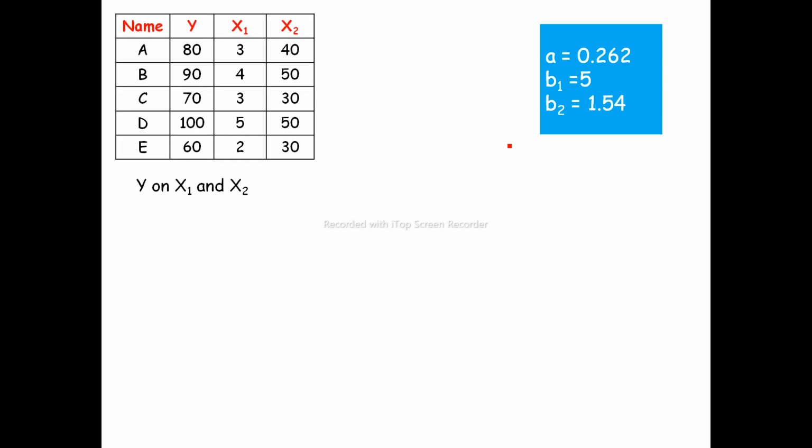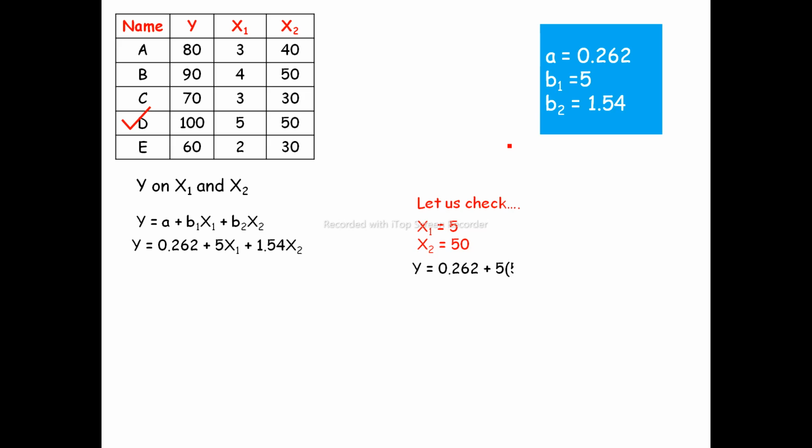So we'll put the values in our equation y on x1 and x2, that is y equals a plus b1x1 plus b2x2. Add the values: a is 0.262, b1 is 5 and b2 is 1.54. So this equation we got. So let us check. Suppose the value of x1 is 5 and the value of x2 is 50. In this tabular column the variables we have taken are x1 as 5 and x2 as 50. So we should get a y value of 100, isn't it?